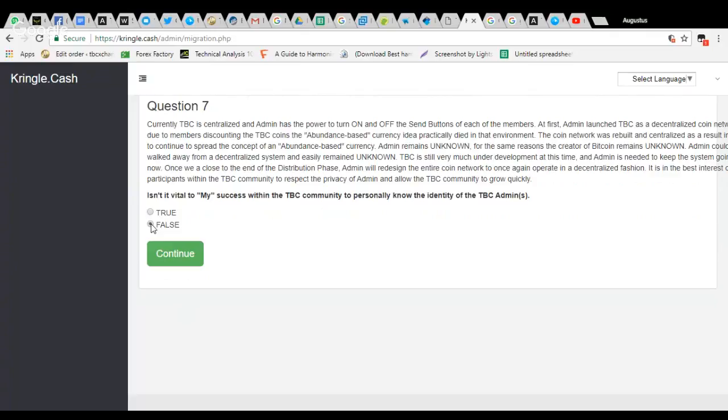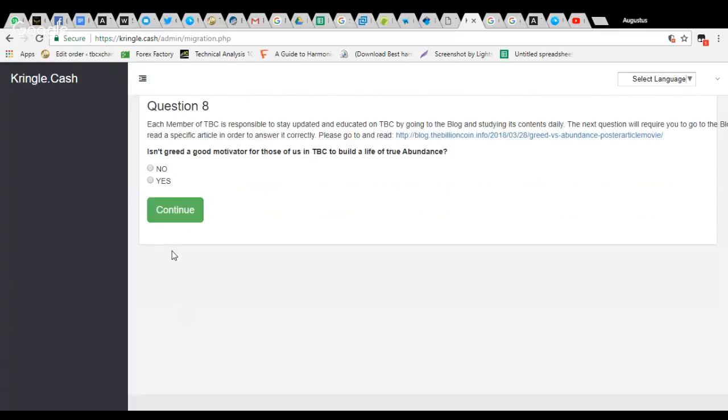Once we close to the end of the distribution phase, admin will redesign the entire coin network to once again operate in a decentralized fashion. It is in the best interest of the participants within the TBC community to respect the privacy of admin and allow the TBC community to grow quickly.